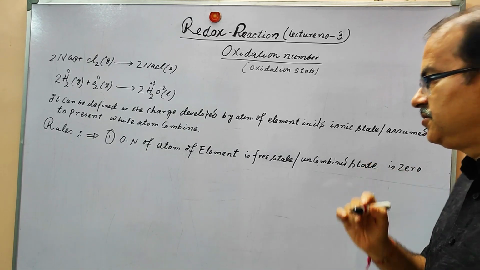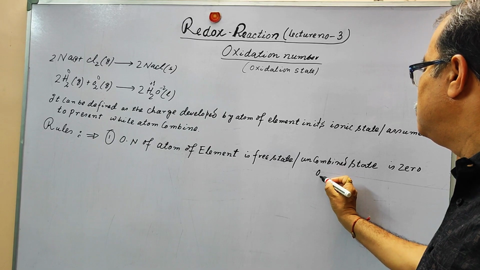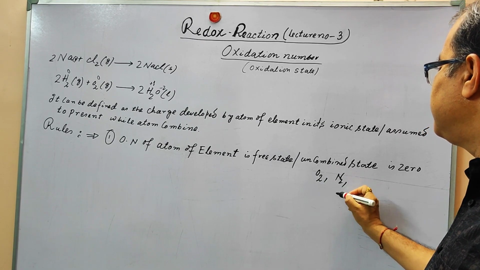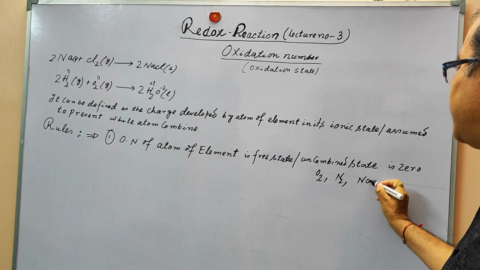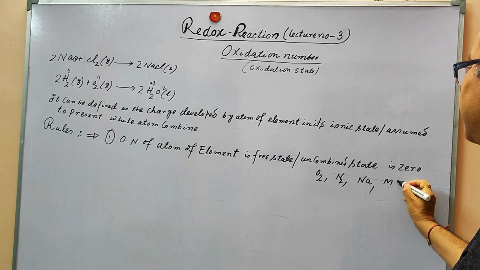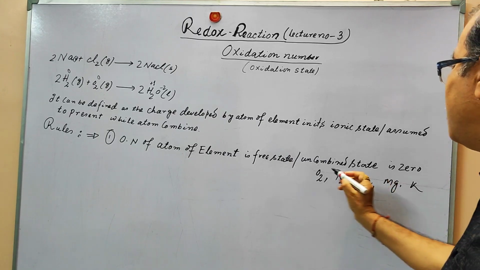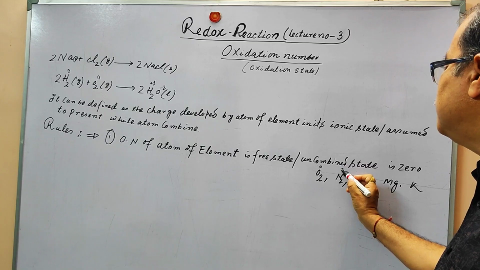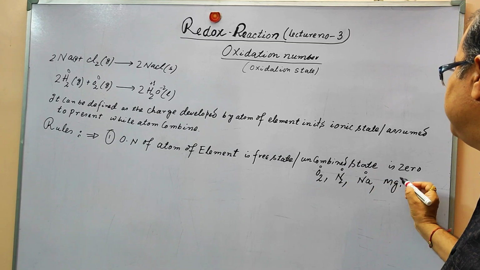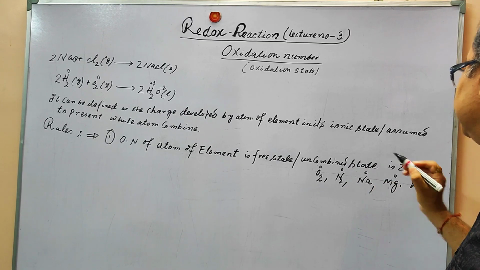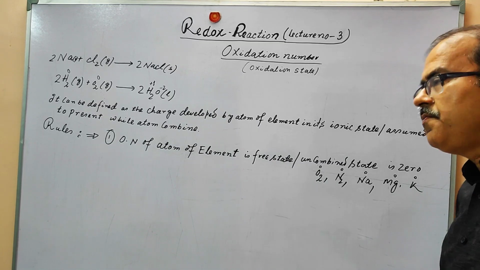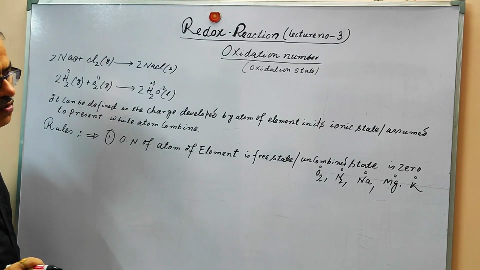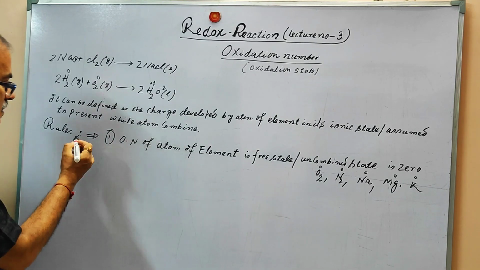So O2 is in the elemental form, N2 is in elemental form, and any atoms like sodium, magnesium, potassium will all have the 0 oxidation number, and we have to put a 0 in the bracket. So the oxidation number of the element in free state or uncombined state is 0.